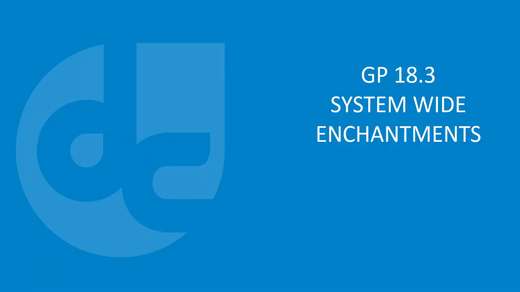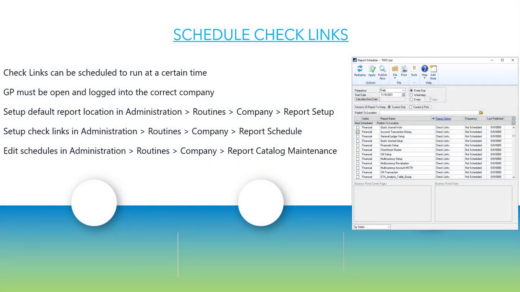So the first thing we're going to do is focus on some of the system-wide enhancements for this release. The first one we're going to take a look at here is the schedule check links function. We've had the report scheduler as a part of Dynamics GP for quite some time, but now the enhancement is that the check links function has been made available through that report scheduler. So we're able to go ahead and schedule that process so that we can run it.